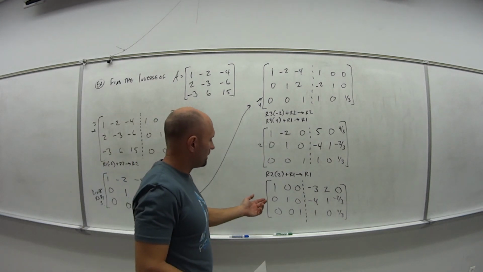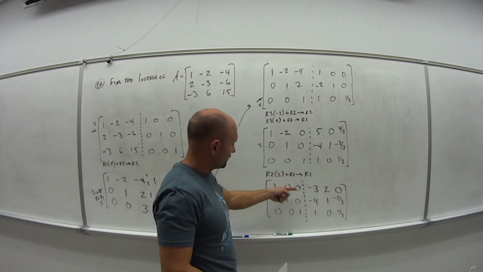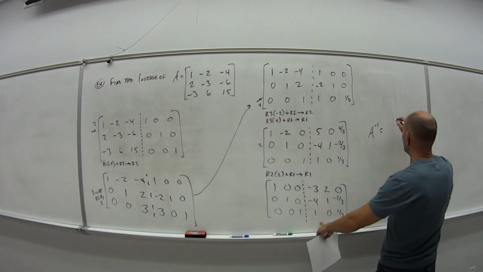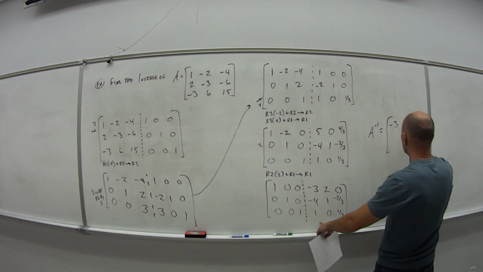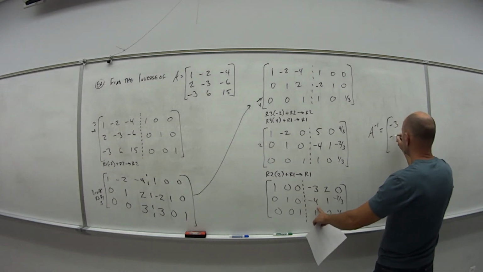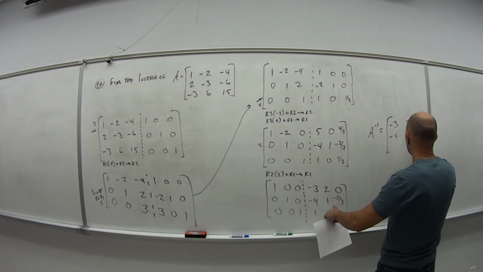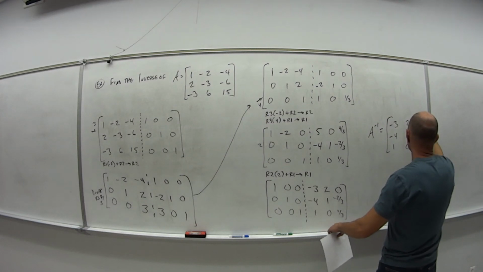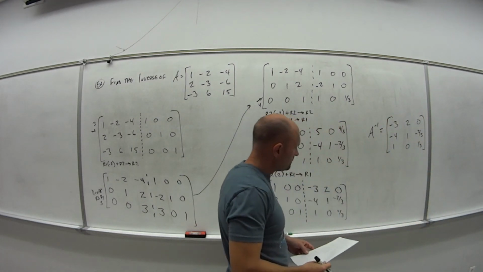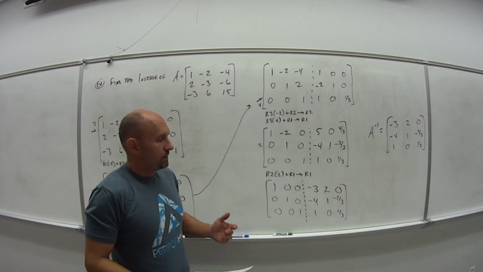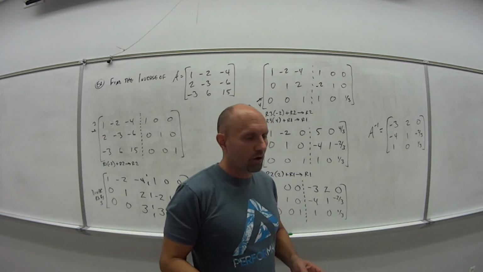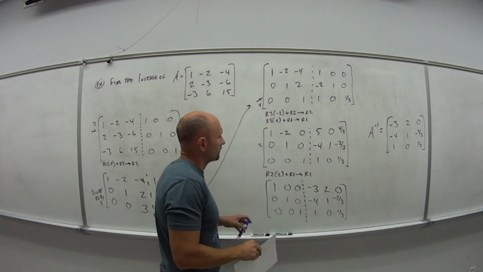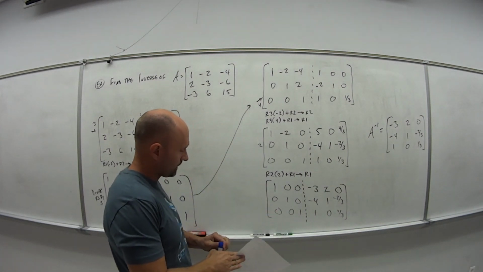So now I'm basically done. I have the identity matrix on the left side, which means A inverse is equal to whatever's on the right. Negative 3, 2, 0, negative 4, 1, negative 2/3, 1, 0, positive 1/3. And that's it. That's how we find the inverse of an n by n matrix. So just a note here.